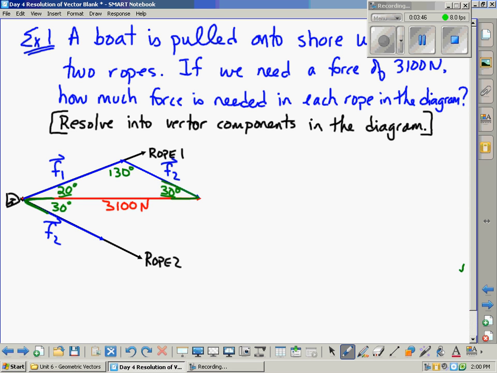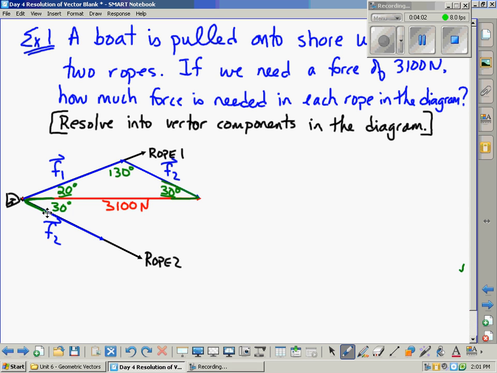In the questions we did before, we were using a lot of cosine law first, but the cosine law requires two sides and a contained angle. Here I only have one side, the 3100. So I'll probably have to go to the sine law to solve for F1 and F2.